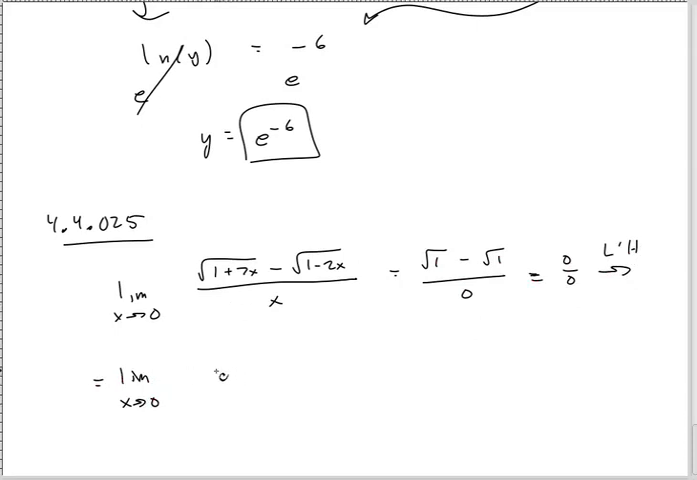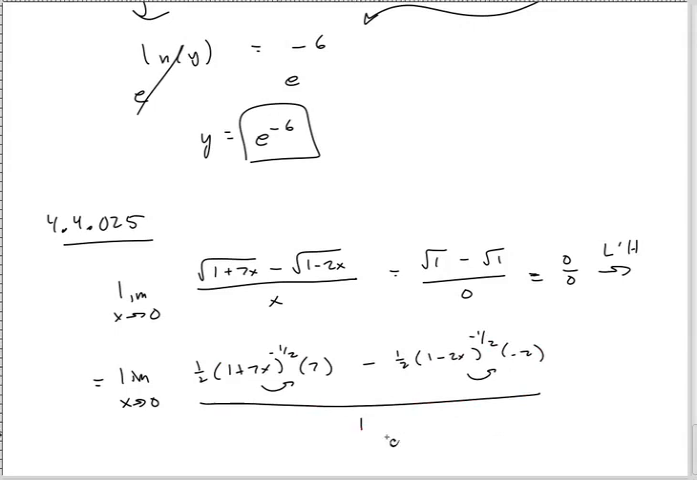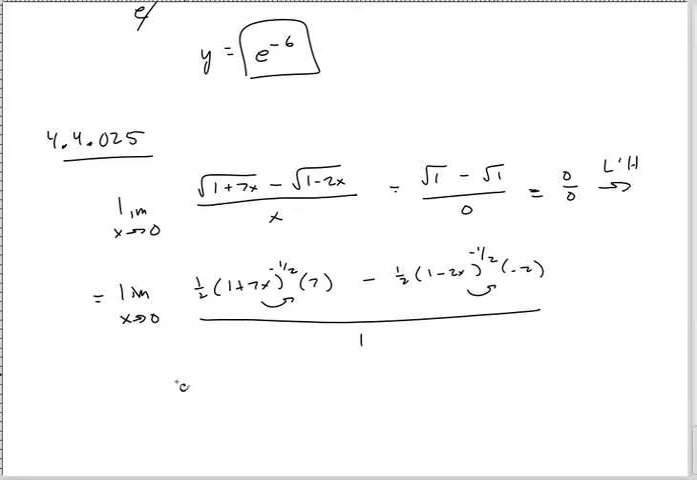So I need a derivative of the top, and these are both half powers. So the half power comes to the front. Now it's a negative 1/2. Derivative of the inside is a 7. Repeat the process here. Negative 2. And then all divided by derivative of the x is just going to be a 1. So that's kind of nice.